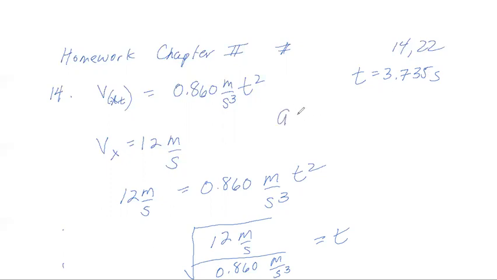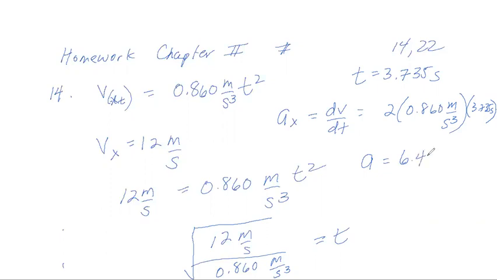Okay, now I need to find the acceleration at that time. So a of x is going to be equal to dv/dt, and so that's going to be equal to 2 times 0.860 meters per second cubed times t, which is 3.735 seconds. And a is going to be equal to 6.42 meters per second squared. Okay.